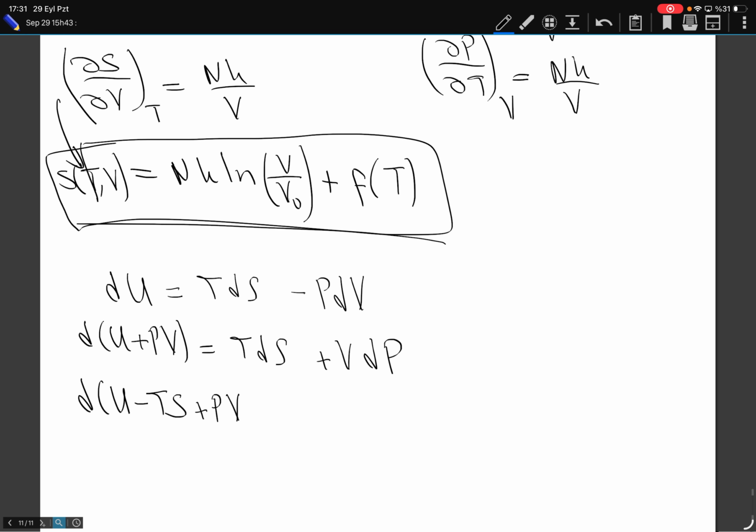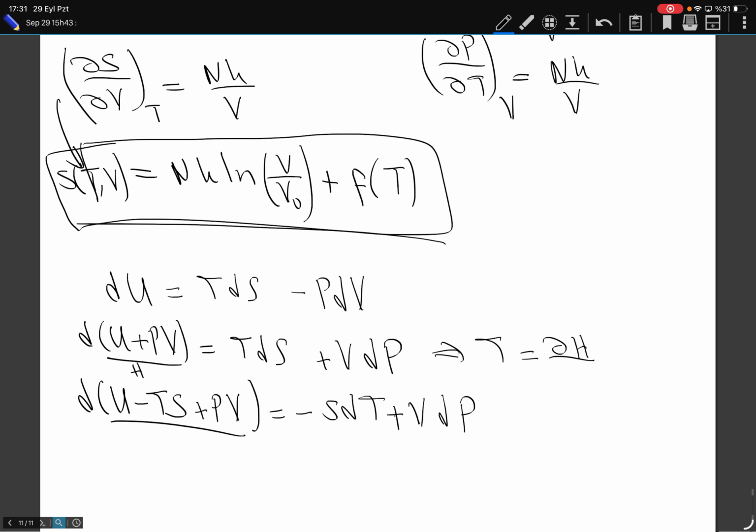Minus TS plus PV. This will be minus S dT plus V dP. This is the enthalpy. This is, I think, the Gibbs free energy. The other one is the Helmholtz free energy. And basically you can just play the same trick. This will tell you that the temperature, if we call this H, is del H by del S at constant pressure, volume, etc.